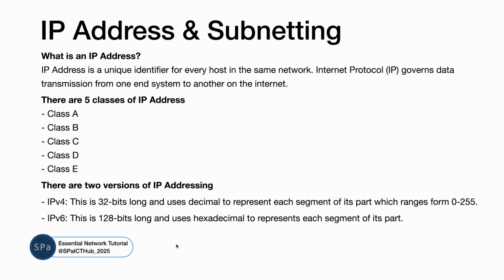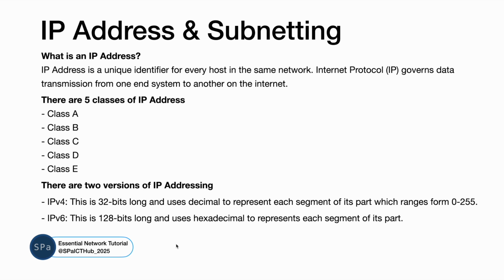Okay, and there are 5 classes of IP address. We have class A, class B, class C, class D, and class E. There are 2 versions of IP addressing. We have version 4, or Internet Protocol version 4. This is 32 bits long and uses decimal numbers to represent each segment of its parts, which range from 0 to 255 and are separated by dots. We're going to see an example of that.